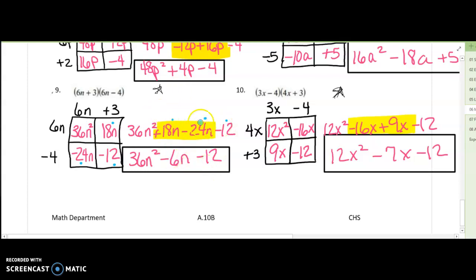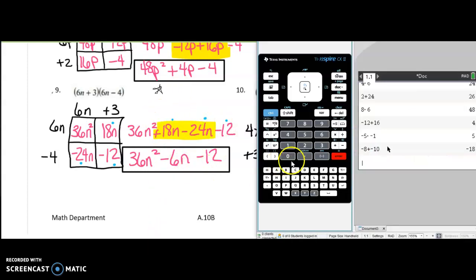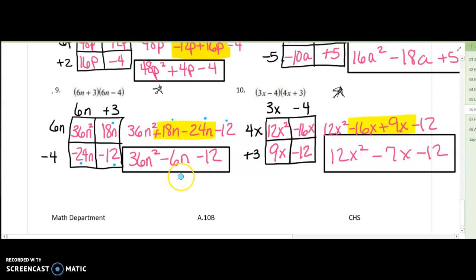We combine the negative 24 and positive 18. We get a negative 6, okay? And then we have the negative 12, and so that's our answer.